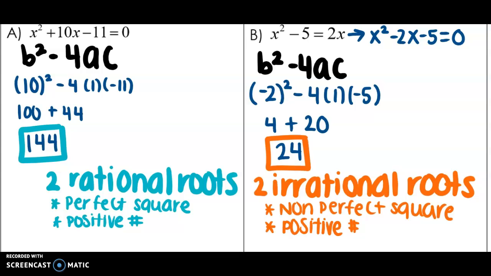rational roots. In example B, first and foremost, you need to put that quadratic equation into standard form and then find the discriminant. Here, the value of the discriminant is 24. Since it is still a positive number, but it is not a perfect square, we would classify the nature of the roots as 2 irrational roots.